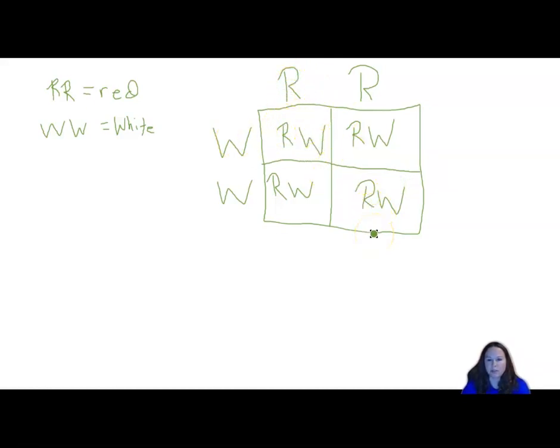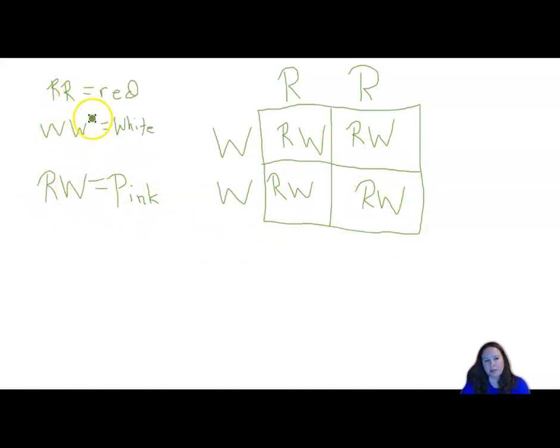I'm going to do R's first, W second. So every box has an RW. So what happens when you have heterozygotes, RW? That's when you get pink. So if I were to cross a red flower with a white flower, 100% of the offspring would have the phenotype pink. And 100% of the offspring would have the genotype RW.